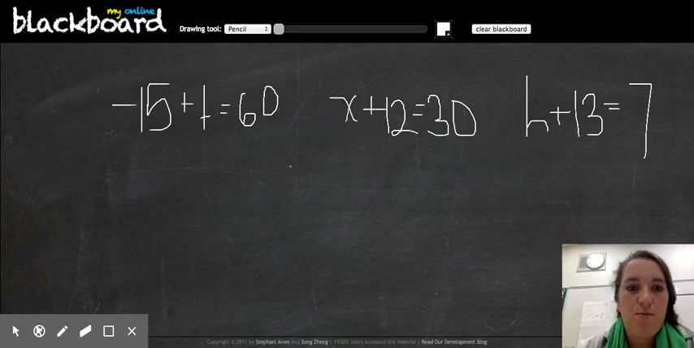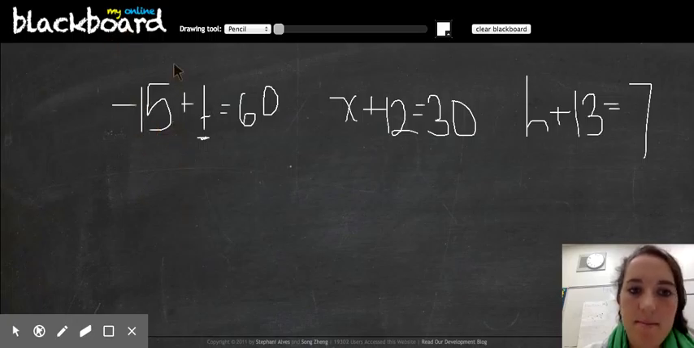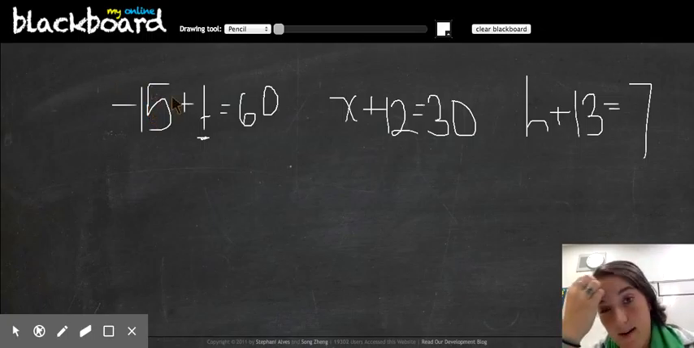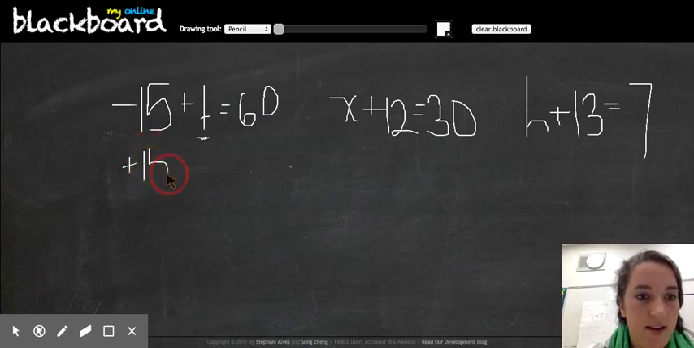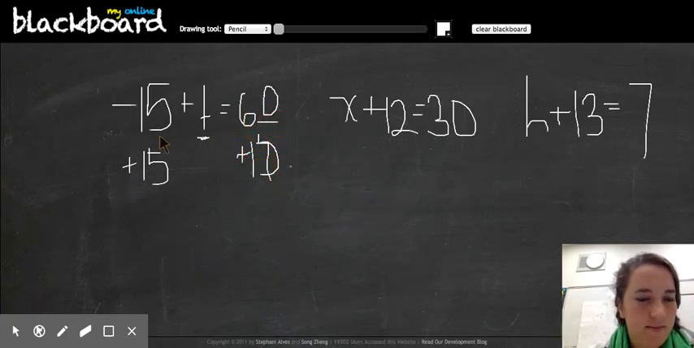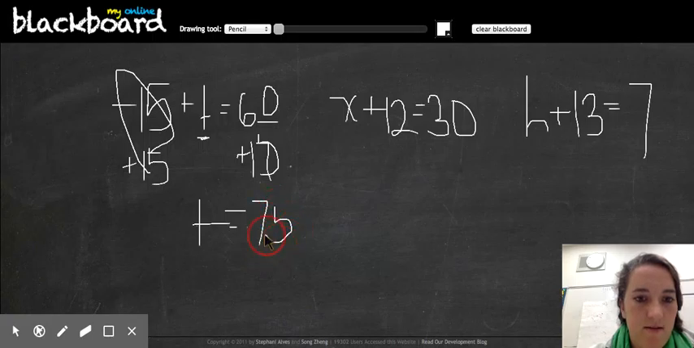Okay, let's do 3 more examples together. So again, I'm trying to get t by itself. So I want to undo this negative 15 so that it becomes 0. So I'll have 0 plus t, which is the same as t. So how can I get rid of this negative 15? I can add 15 so that that becomes 0. Whatever I do to one side, I have to do to the other. So on this side, I'll have just t because that becomes 0. On the other side, I have 60 plus 15, which equals 75.